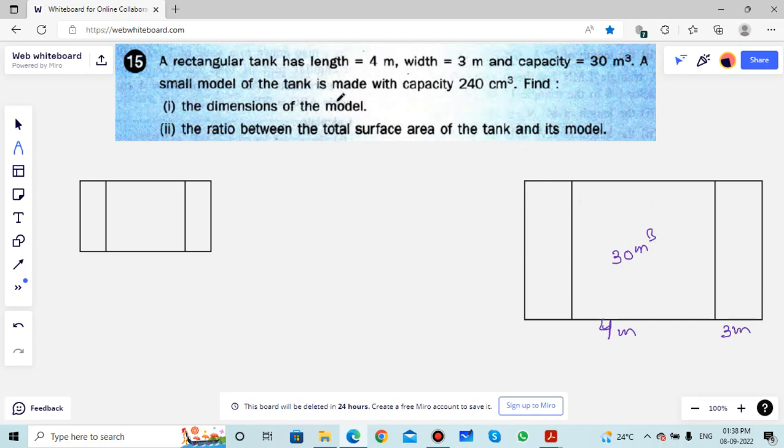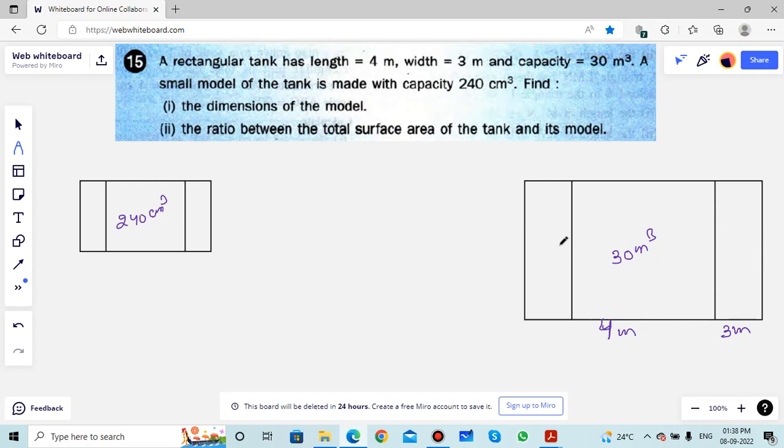And a small model of the tank is made with the capacity of 240 centimeter cube. So this is the model and this is the actual one. It's how much? 240 centimeter cube, and this is meter cube, remember. Find the dimension of the model here. So we can find the dimension of the model, and before we find, I think we need to find the height of this one here.